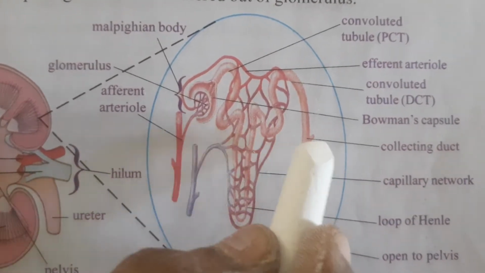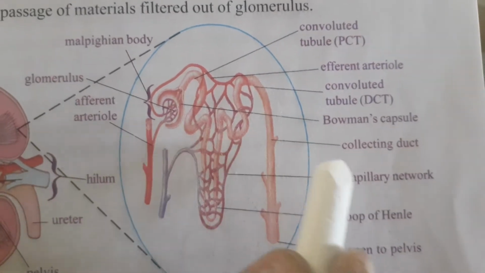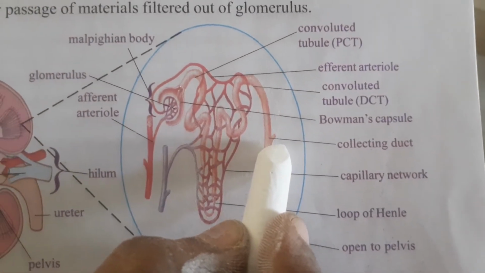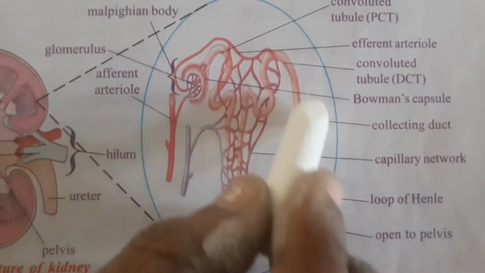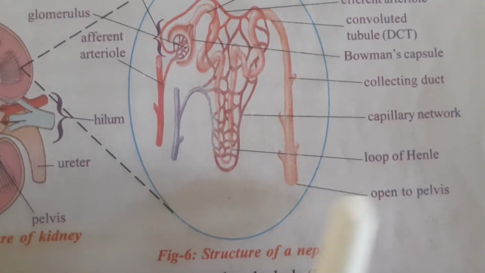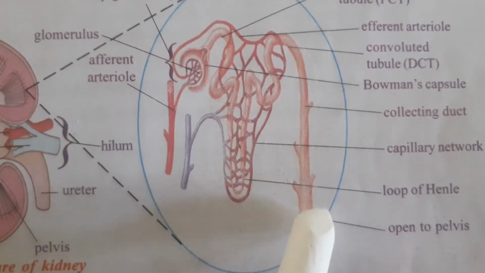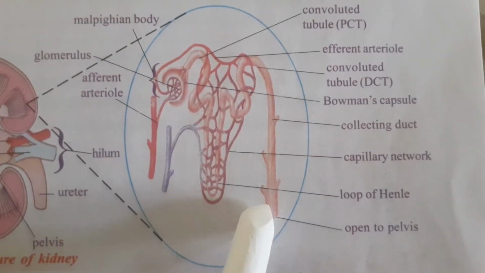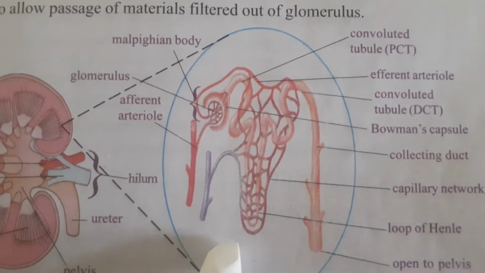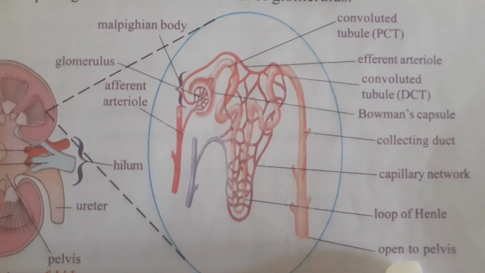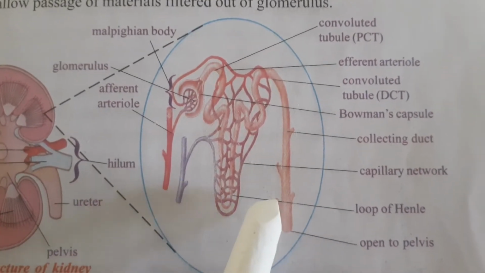Once they enter the collecting duct, there is vasopressin, which concentrates the diluted urine, and that concentrated urine will pass into the pelvis. So here you have the concentrated urine which is released out. Maximum absorption of water occurs in the nephron, and the urine becomes concentrated because of the vasopressin.